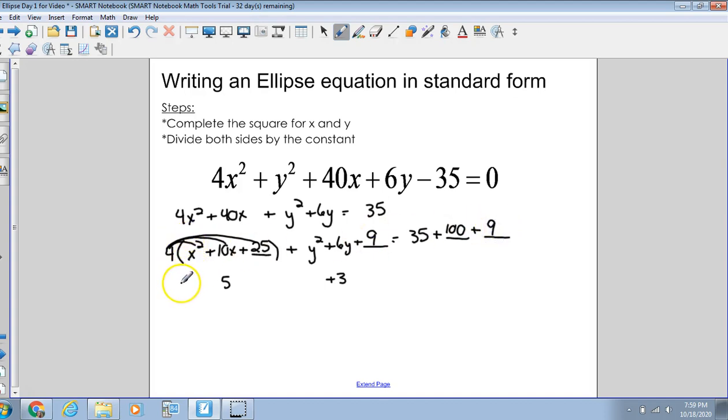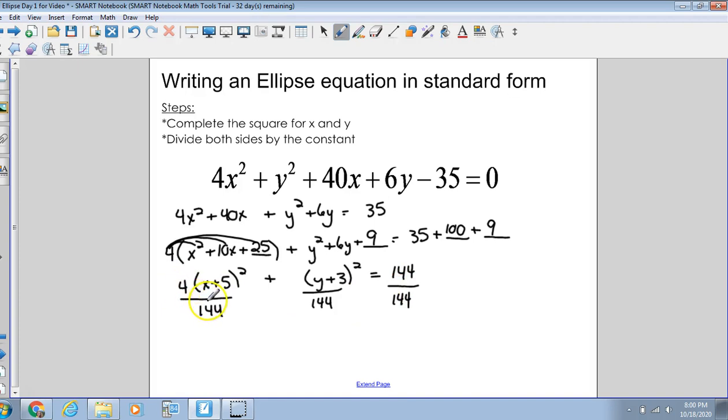Now we'll rewrite as a perfect square trinomial. We had our 4, and x plus 5, quantity squared, plus y plus 3, the quantity squared, equals, when we add 35 plus 100 plus 9, we get 144. So now we're done with completing the square. Our last step is we want to make that right-hand side equal to 1, so we need to divide everything by 144. Divide everything on the left by 144, the x term and the y term, and divide the right by 144. Then we want to simplify this fraction over here.